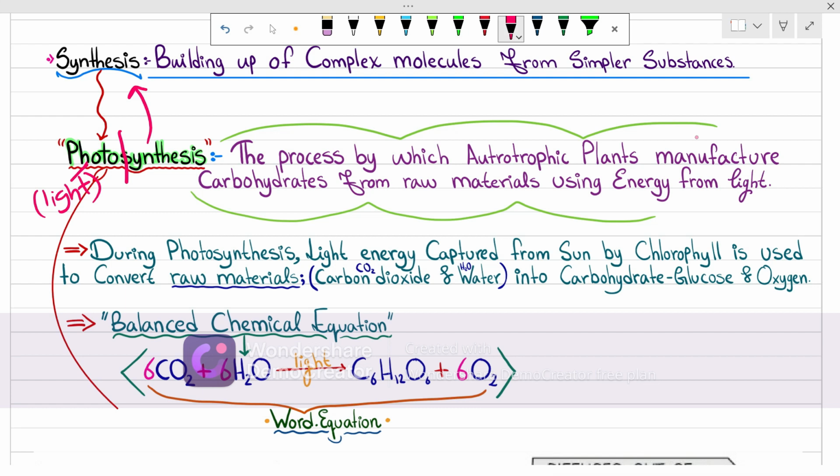During photosynthesis, light energy captured from the sun by chlorophyll is used to convert raw materials, carbon dioxide and water, into carbohydrates in the form of glucose and oxygen. So during the process of photosynthesis, chlorophyll, which is present in the chloroplast, captures light energy from the sun, and it uses this light energy to convert raw materials of carbon dioxide and water into carbohydrates in the form of glucose and oxygen. The balanced chemical equation for photosynthesis is 6CO2 plus 6H2O is converted into C6H12O6 plus 6O2 using light energy.